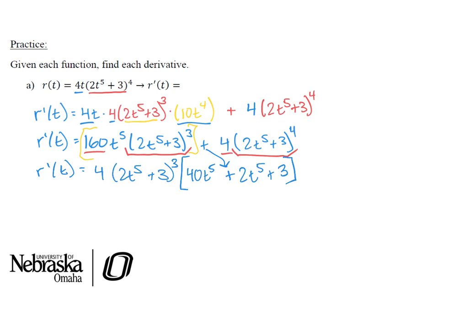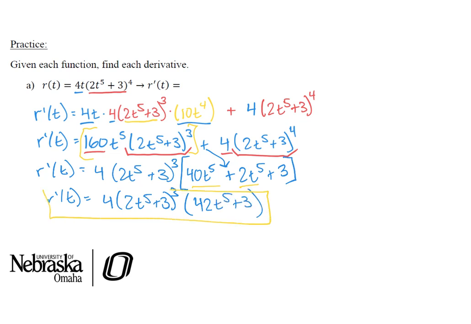Okay, so looks like there's nothing we can simplify anymore. Oh no, we can. I missed this. These are the same terms. They're both t to the 5th, so we can combine those. R prime of t equals 4 times (rt to the 5th plus 3) quantity cubed, and then we would have 42 t to the 5th plus 3. And that would be our final answer in simplified form.